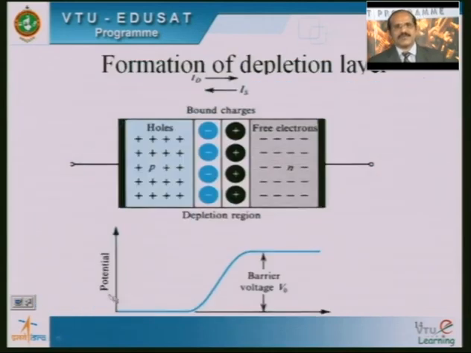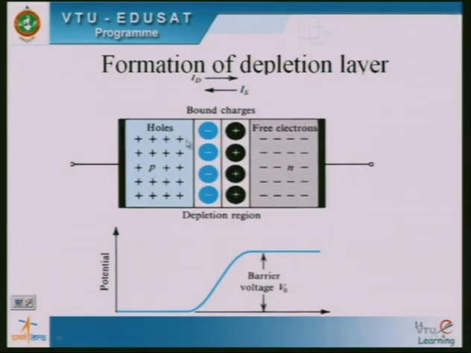This slide shows the P region on the left side, consisting of holes as the majority charge carriers, whereas on the right side we have the N layer with free electrons as the majority carriers. In between P and N, you can see the depletion region, as I defined, the region that is depleted of free charge carriers. Due to this depletion region, a barrier is established, which can be seen over here.